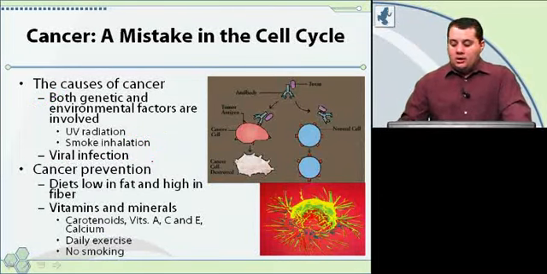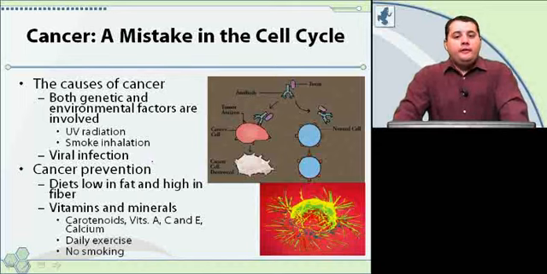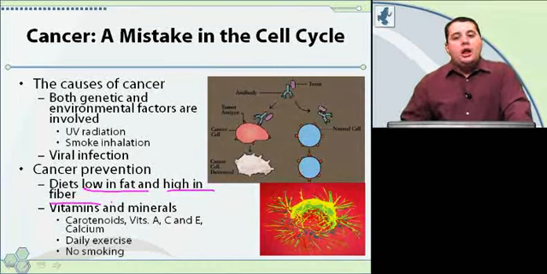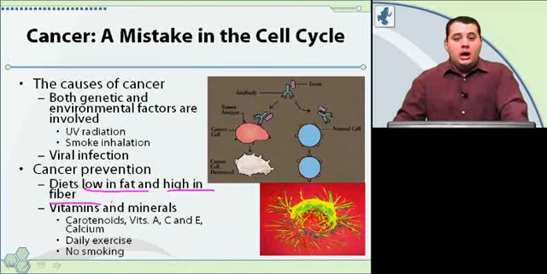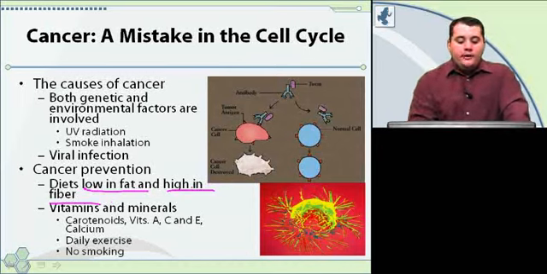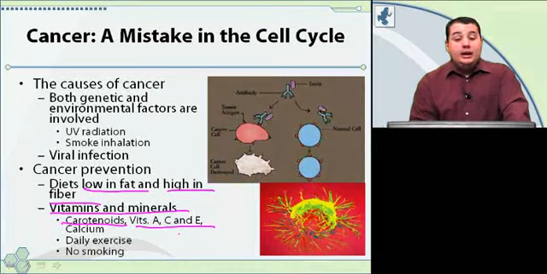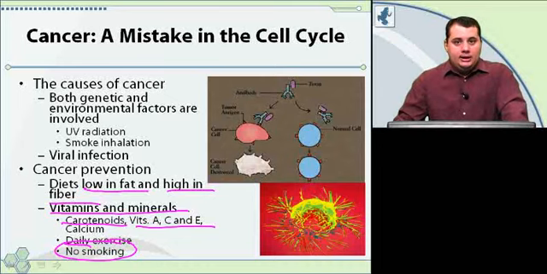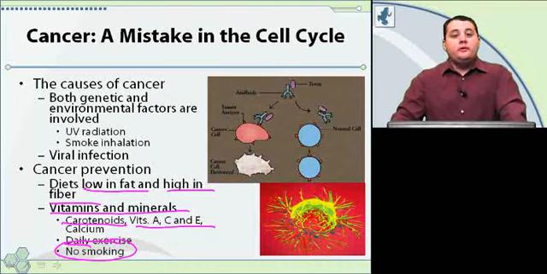Cancer prevention. How do you prevent cancer? Well, first, your diet should be low in fat and high in fiber. Don't eat a lot of fats, but eat fruits and vegetables that are very high in fiber. Also, make sure you have plenty of vitamins and minerals: carotenoids, vitamins A, C, and E, and calcium. Exercise daily, and no smoking, guys. All of these things, if you do them, can help to prevent cancer.